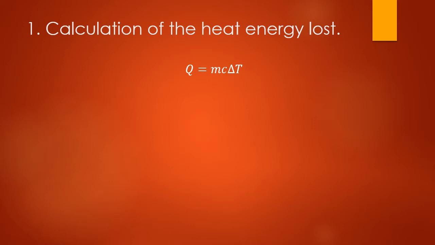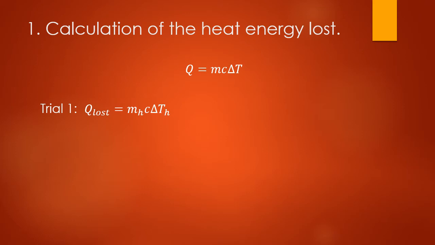Next, we have to calculate the heat energy lost. So since we're calculating heat energy, we need that equation Q is equal to mc delta T. So for trial 1, the heat energy lost, we're going to be using the data from the hot water or the warm water sample, because it's the warm water that's losing heat energy to the cool water.